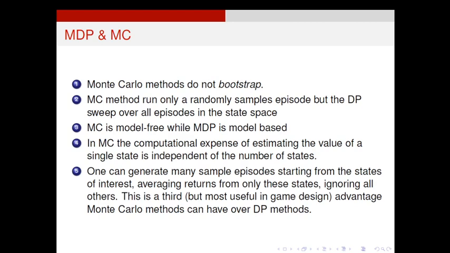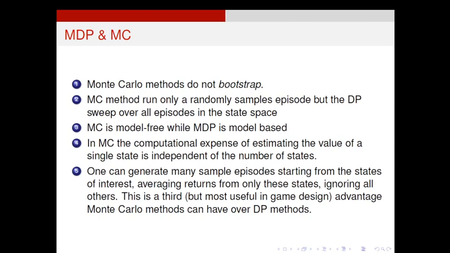Monte Carlo methods do not bootstrap. I already explained. It will never take the values of the nearest state. It just takes the average of its returns. The MC method runs only randomly sampled episodes, but DP sweeps over all episodes in the state space. As we see, it is in breadth form. This Monte Carlo just moves on samples of states and actions, but MDP is not like that. It takes all the state values near to a particular state through its action.